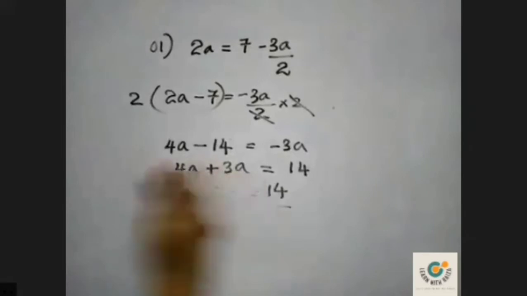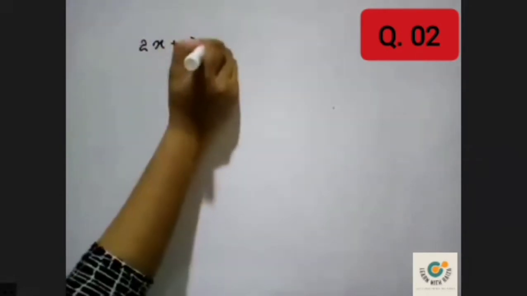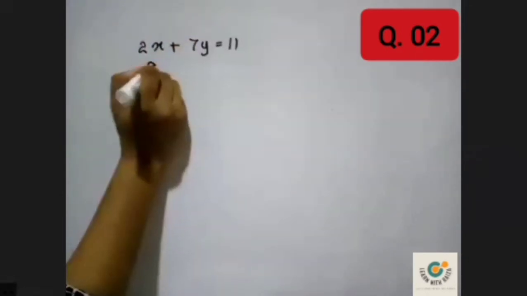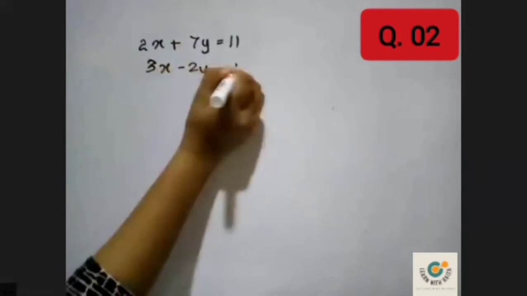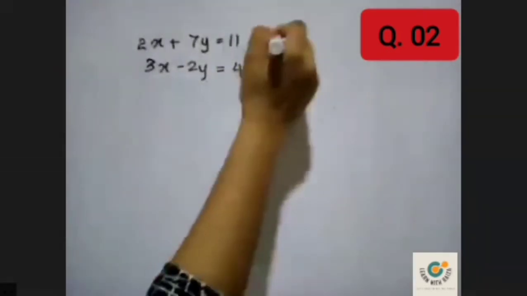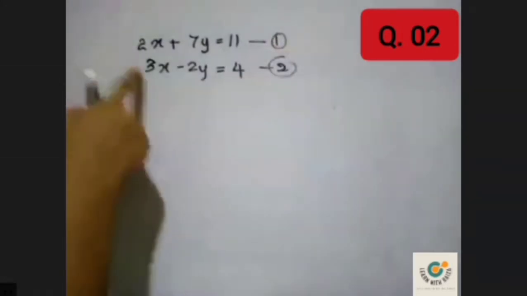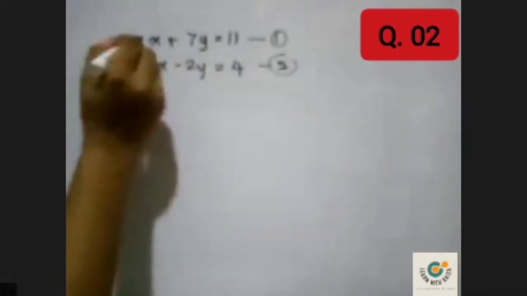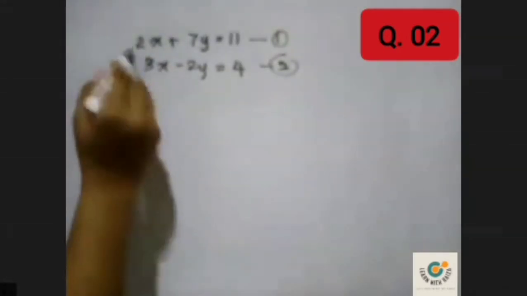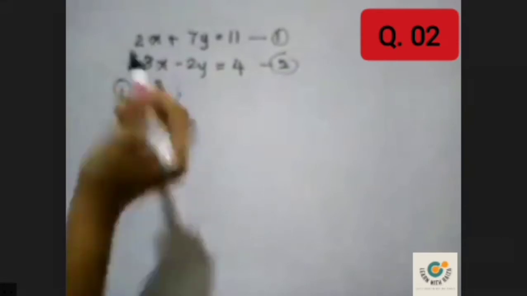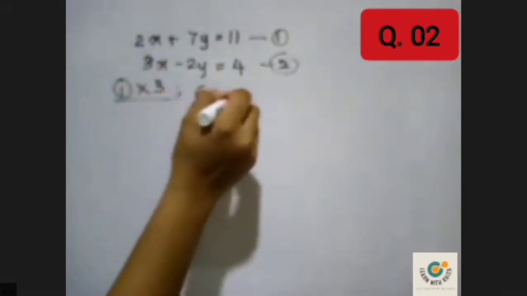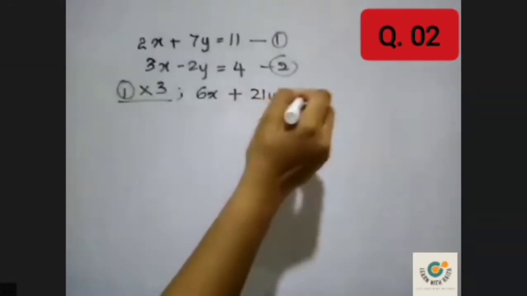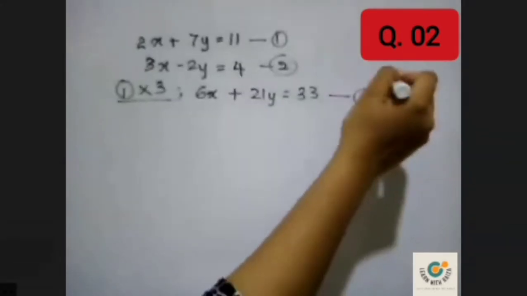I'm going to take a simultaneous equation. Right, now you all know in simultaneous equations you are getting a pair of equations like this with two different unknown terms. Now I'm going to find the values of both the terms. So I'm numbering my equations 1 and 2, and I'm going to create similar terms. I'm going to multiply my first equation by, the LCM of these two is 6, so I have to make 6 by multiplying by 3. 3 times 2, 6x. 3 times 7, 21y. 3 times 11, 33. I'll take this as my 1 dash.